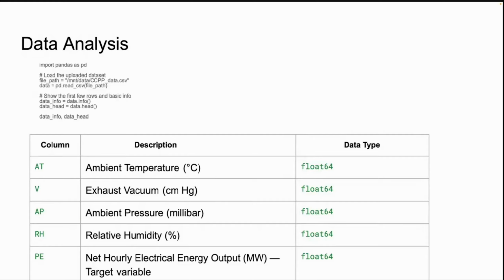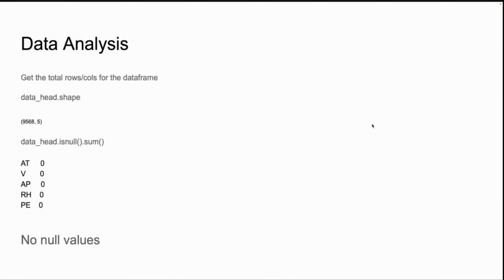I'm trying to do some data analysis here, and when I look at the data, this is what we have. All the data is of type float, and I further did some more analysis to see how many records we have. So altogether, like you saw, there are 5 fields, and we have 9,568 records here. And when I check if there are any null values, I don't find any null values, which is good, and we are good to use this data.